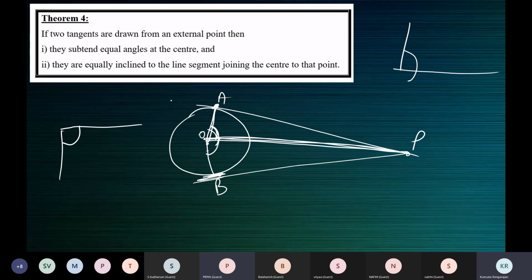So if two tangents are drawn from an external point, then they subtend equal angles at the center. These two angles at the center are equal. The tangents subtend equal angles at the center, and they're equally inclined with the line segment joining the center and the external point. And I don't have to explain that these two can be got using congruence in triangles and CPCTC. So show that these two triangles are congruent. By CPCTC, you will have this angle equal to this angle and this angle equal to this angle.